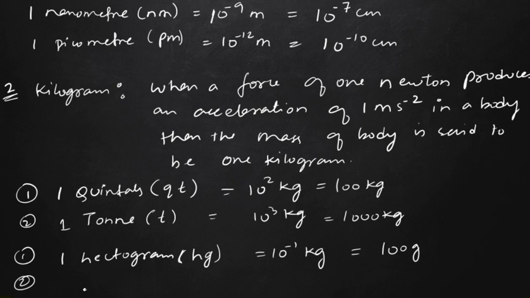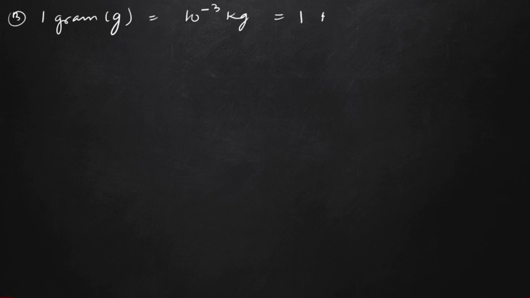Then we have 1 decagram. The symbol will be DAG. So this will be 10 to the power minus 2 kg, or we can say 10 gram. 10 gram is equivalent to 1 decagram. Now if you move further, the third one is our 1 gram. 1 gram is simply 1 gram, or we can say it is 10 to the power minus 3 kg.